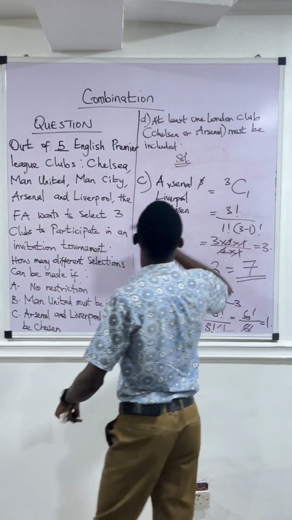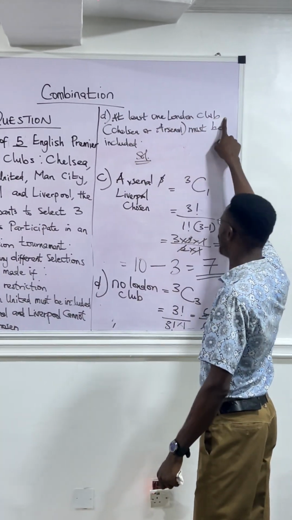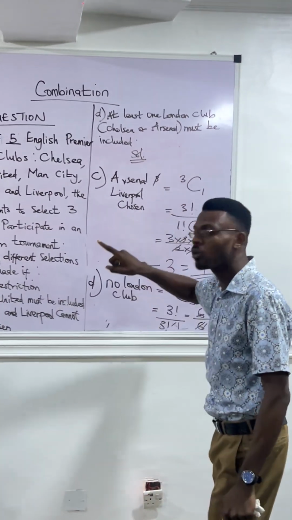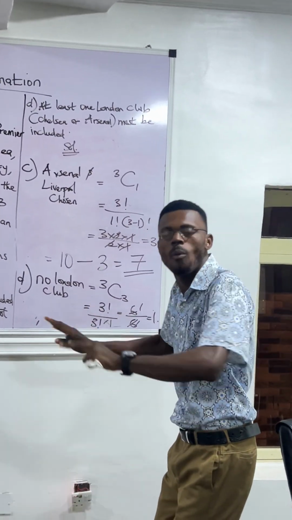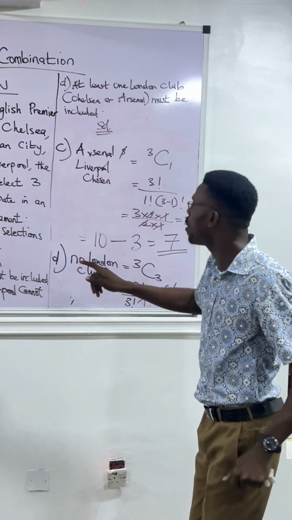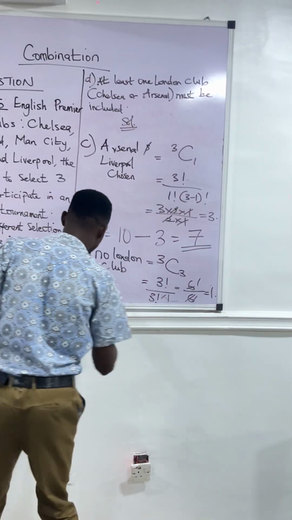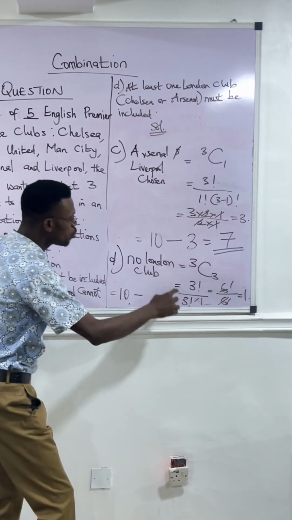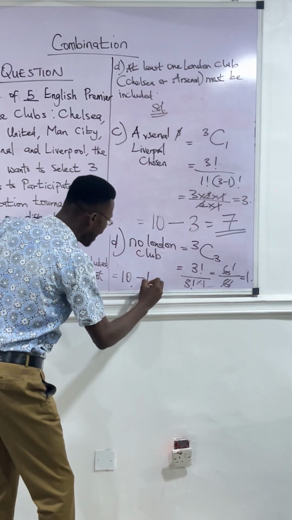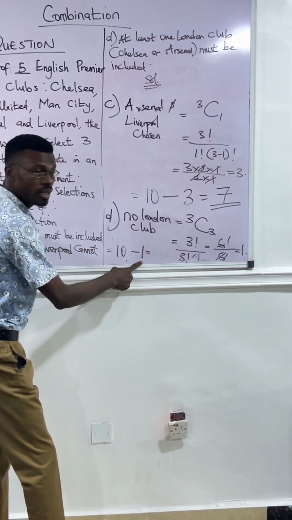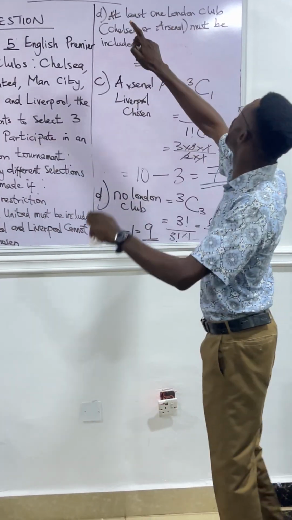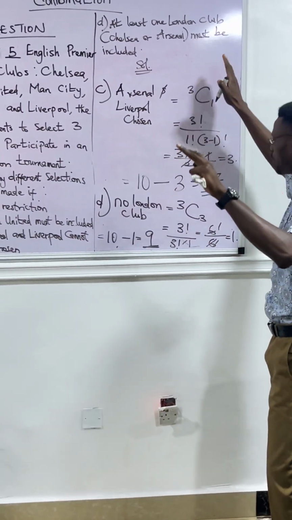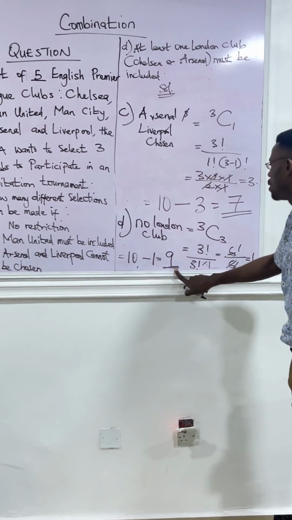But the question says at least 1 London club. So to get at least 1 London club becomes total minus no London club at all. Now what is the total? We've already done the total. That gave us 10 minus, what is no London club? 1. So 10 minus 1, what would that give me? 9. So therefore at least 1 London club, Chelsea or Arsenal, must be included. The answer is equal to 9.